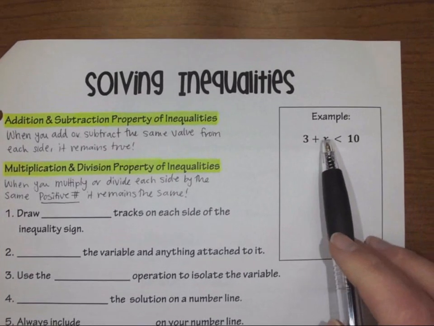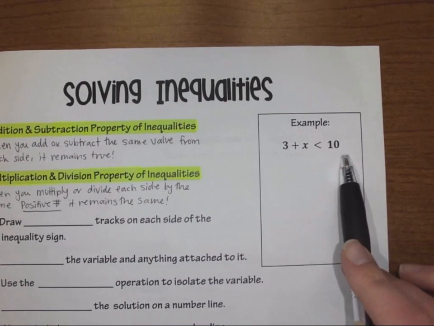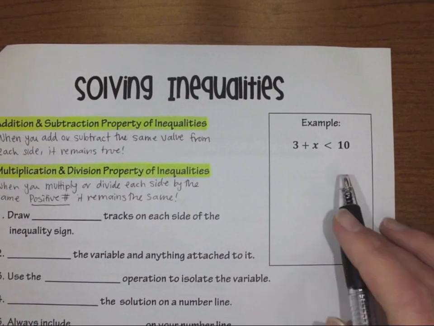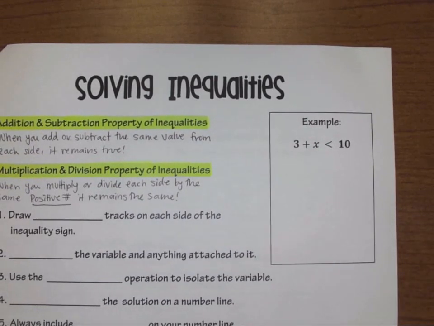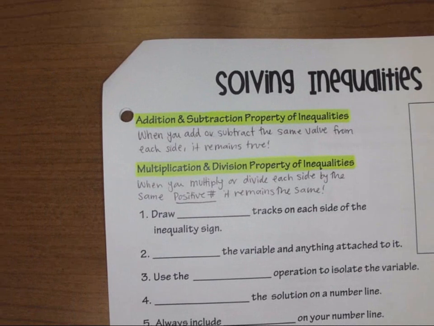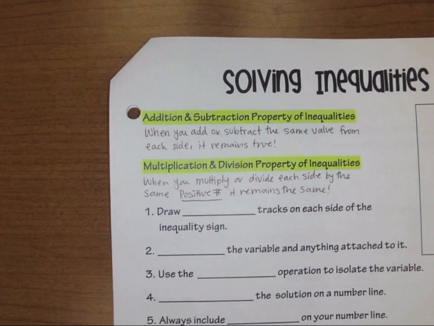So now what we're going to do is take something like this where x isn't by itself on this side, and we're going to get it all by itself to figure out what x is less than or greater than. Okay, so before we start on that, we have a couple properties here for you to learn about.